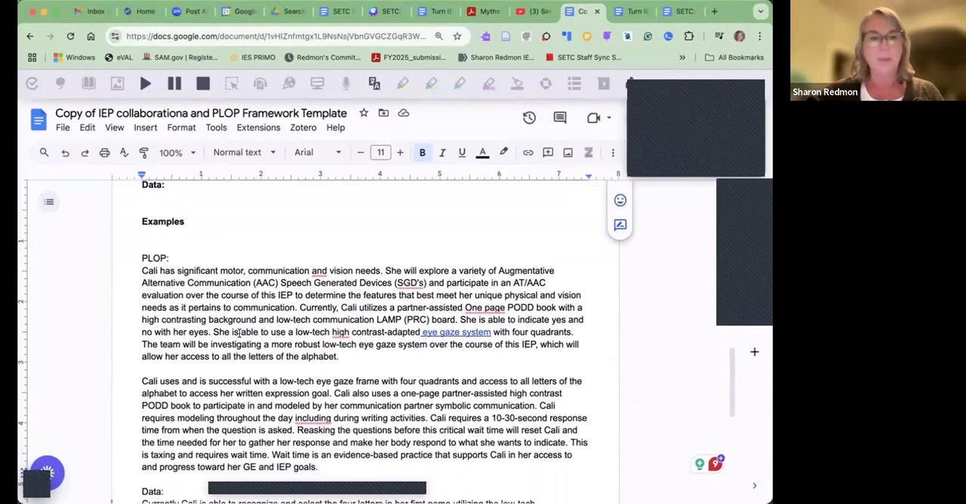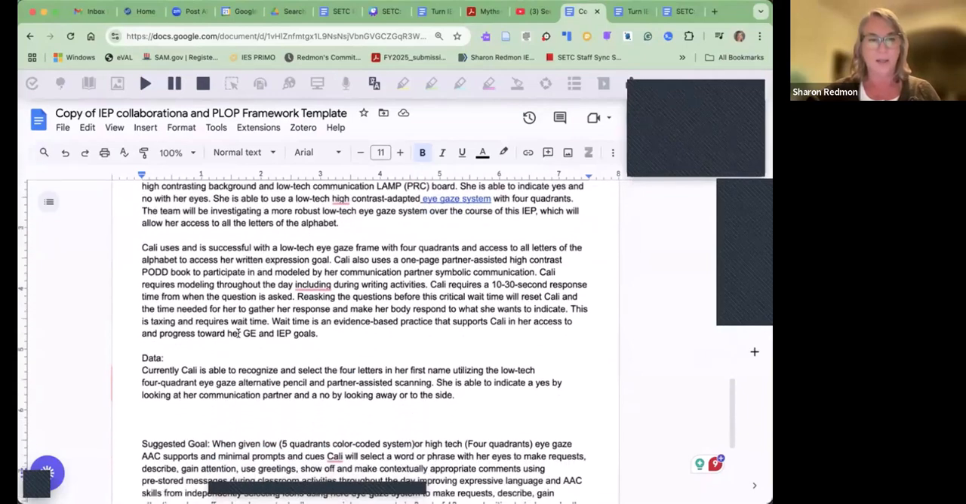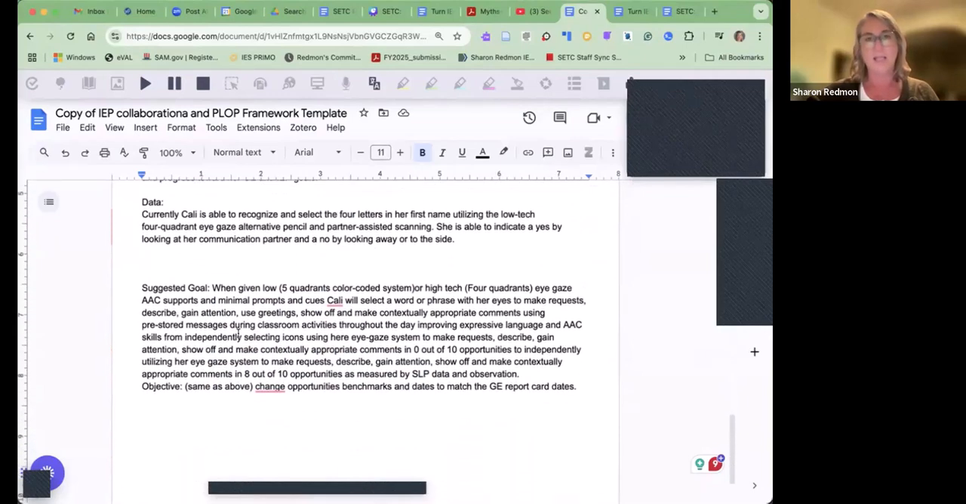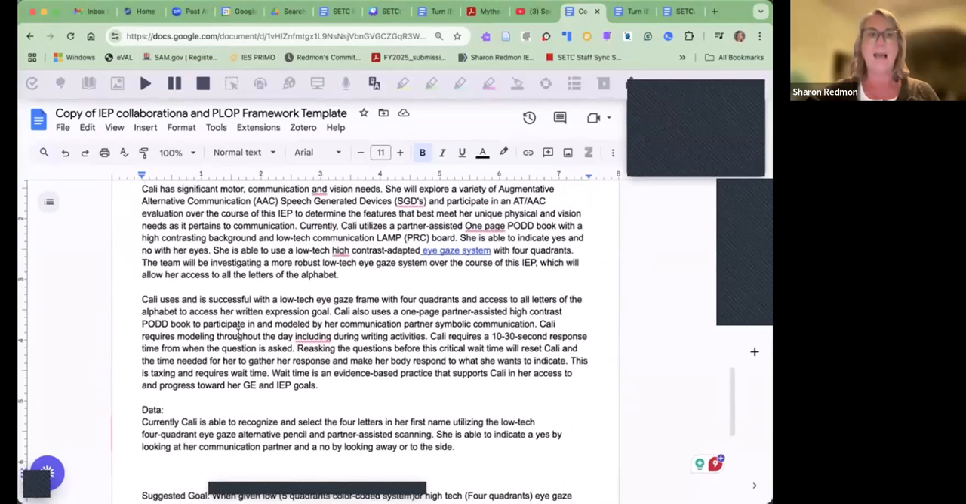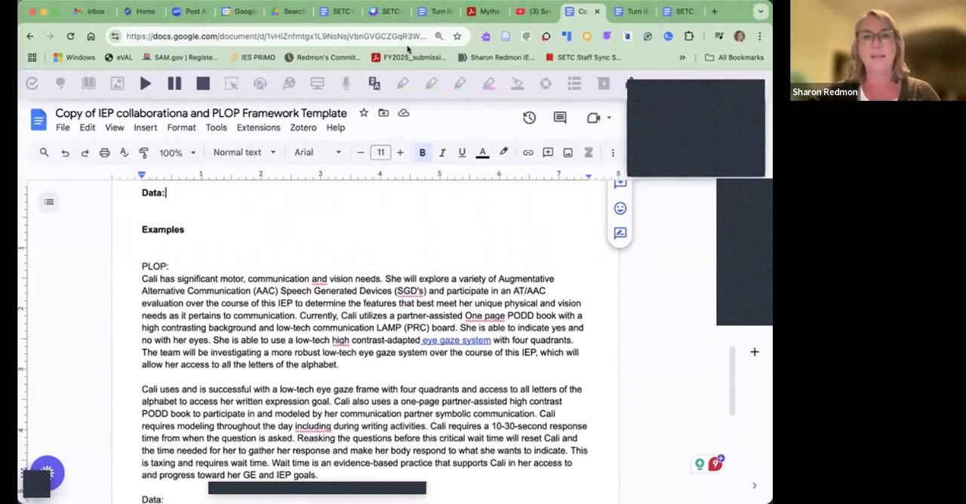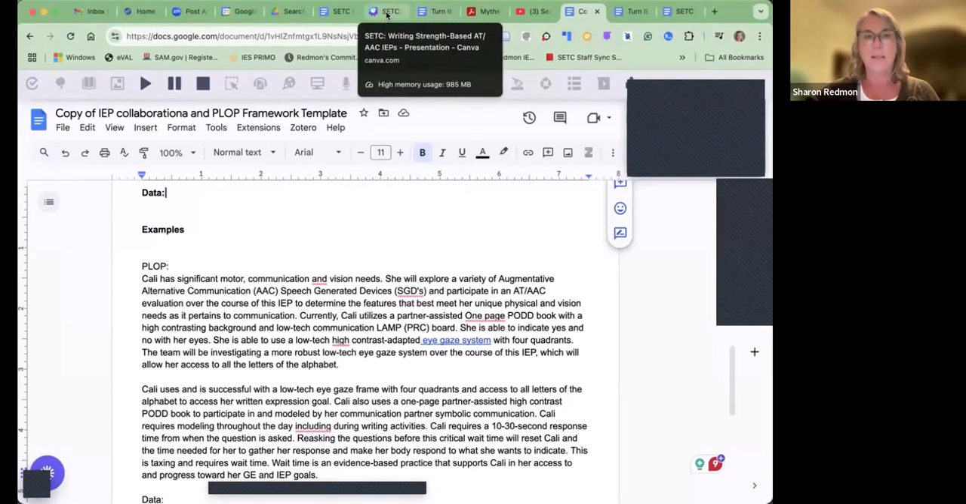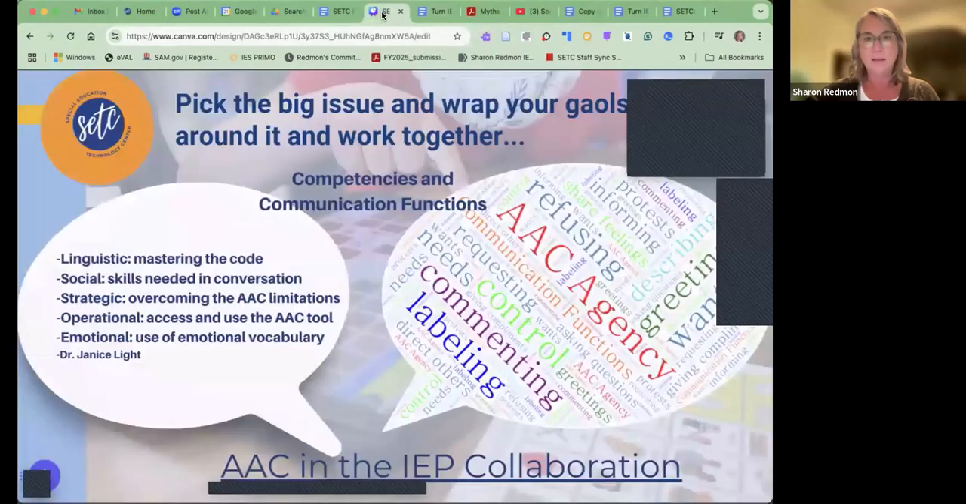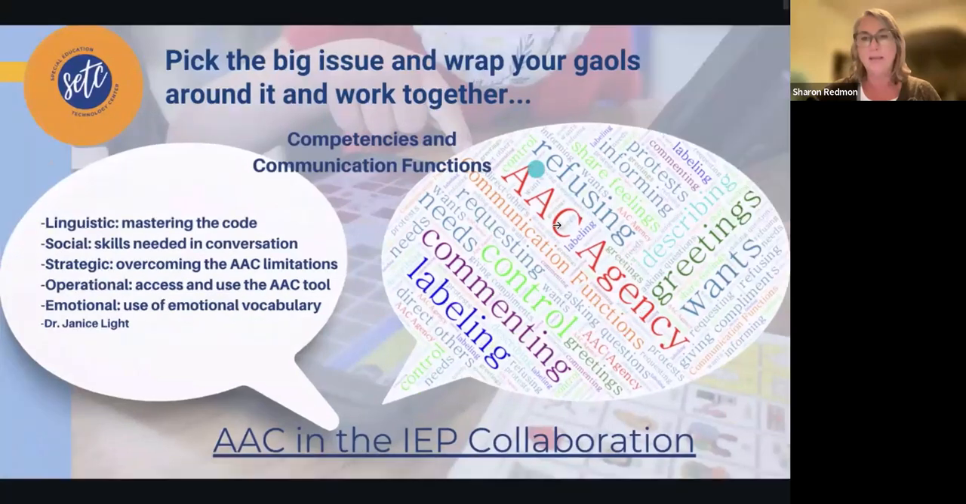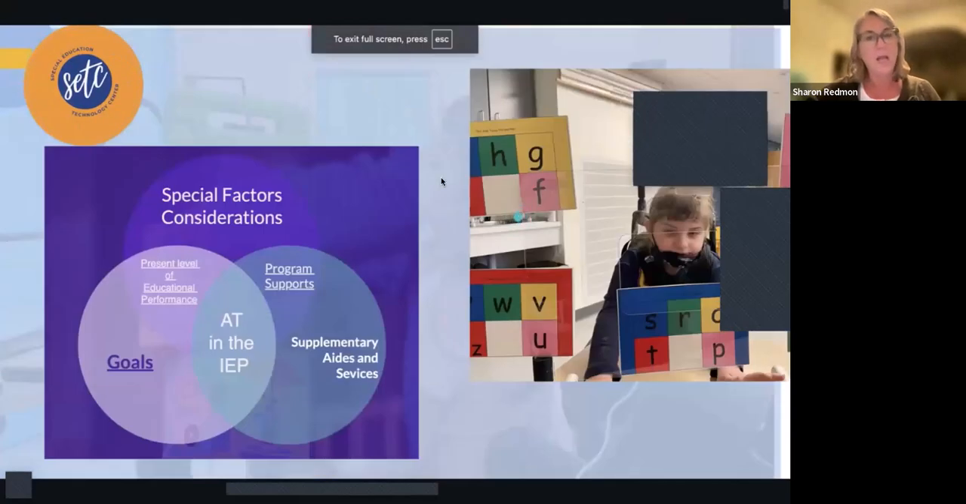So we have some examples here for you guys that you can take a look at of what that might be as you're going through and writing that present level. And this would be who I showed you for Callie, who has Rett syndrome and uses iCase. So you can take a look at that. I've found that collaboration piece to be really helpful.